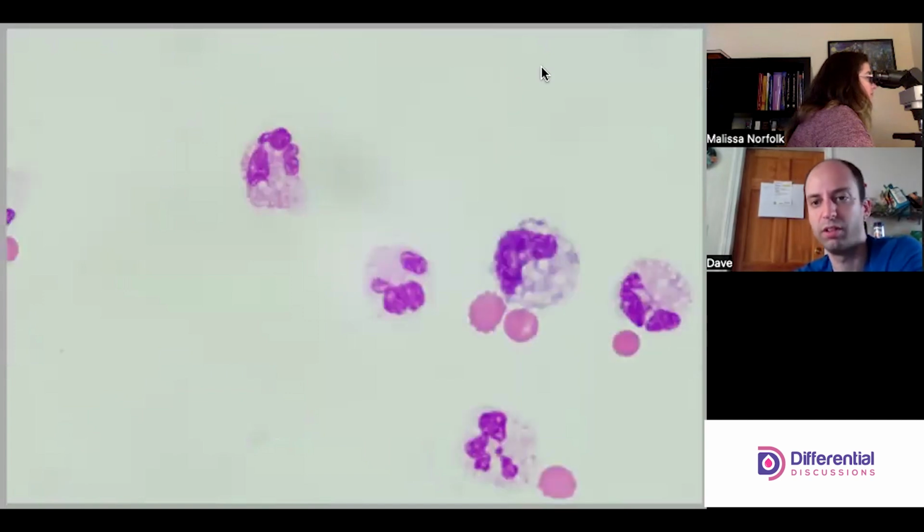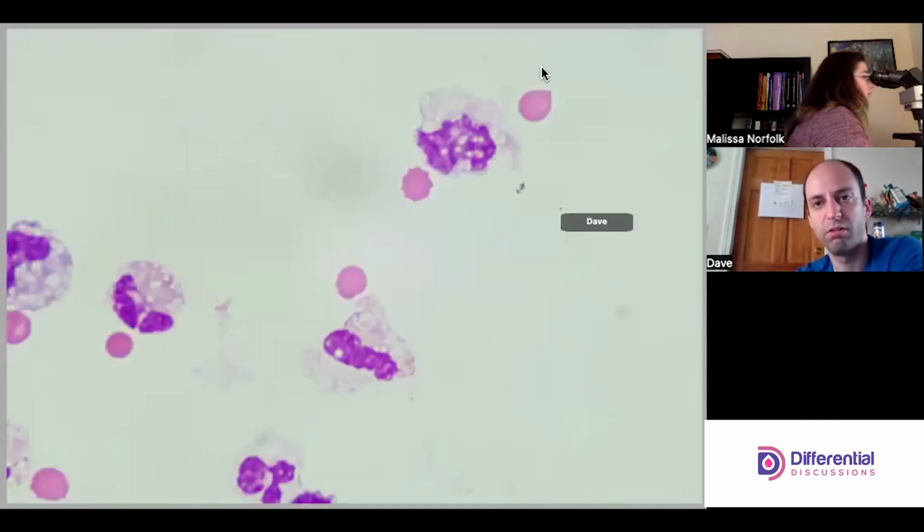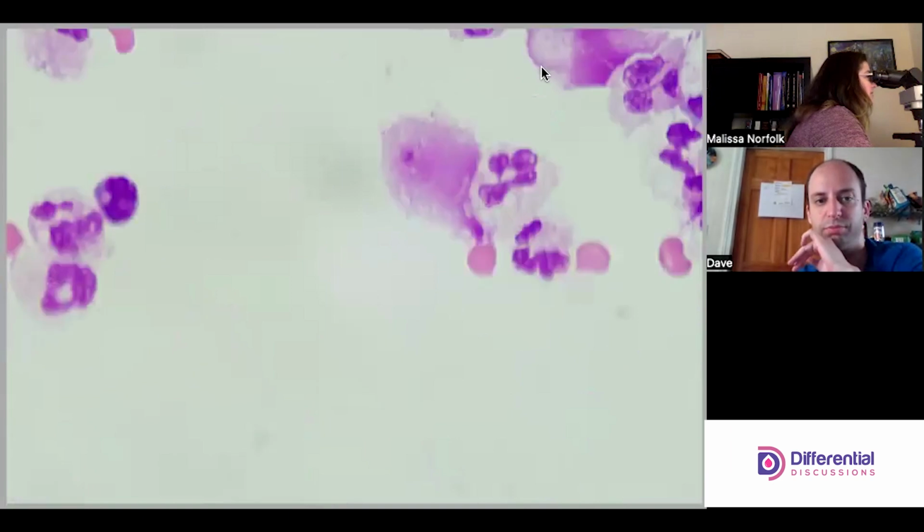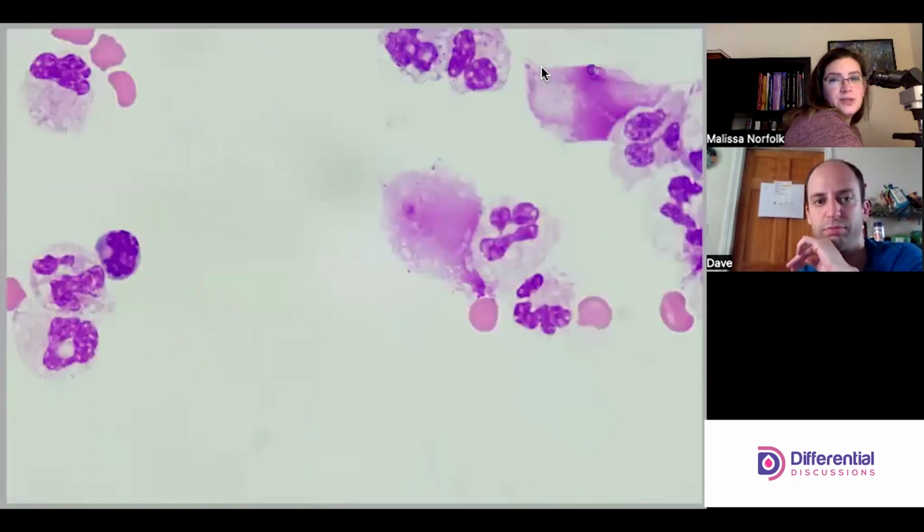It's great. Mono, and then some neutrophils. And the neutrophils are just as heavily vacuolated and ugly as the monos here.